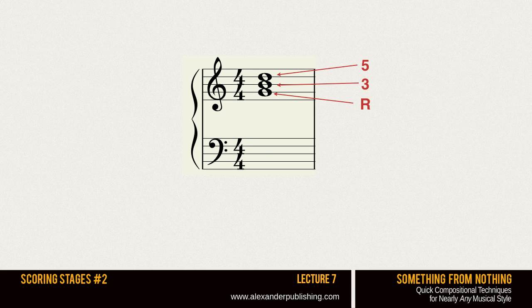There are 3 tones in a triad: the root, the third, and the fifth. To create a 4th voice, you double any one of these tones. Once any of those tones are doubled, you get a 4-voice chord. It's that simple.